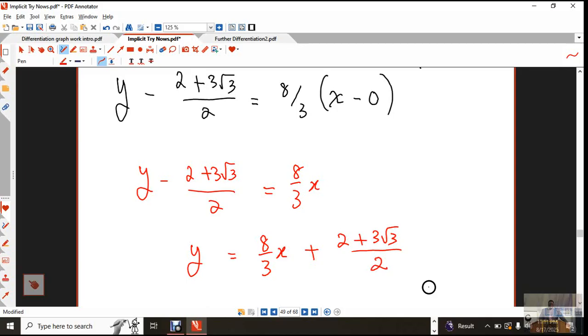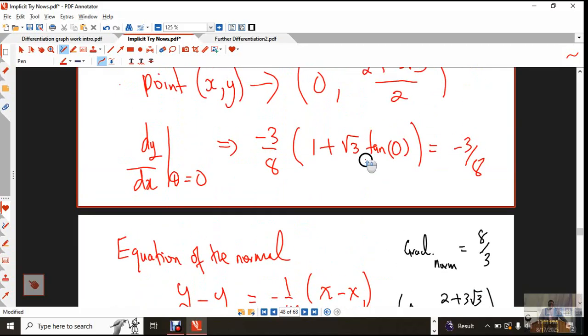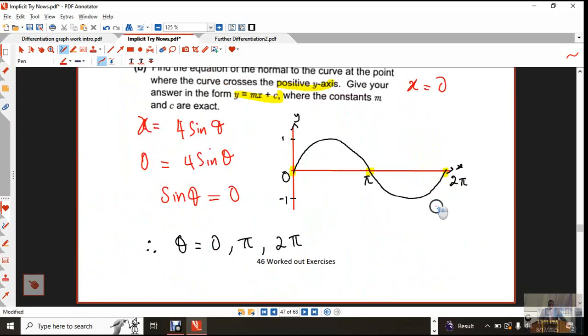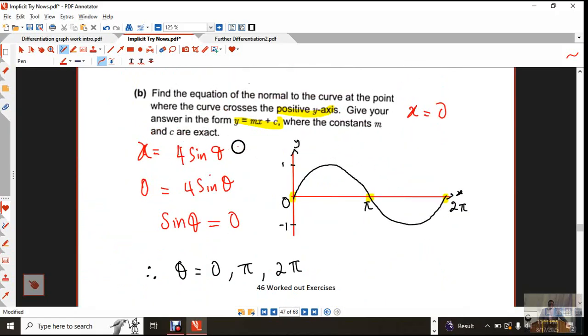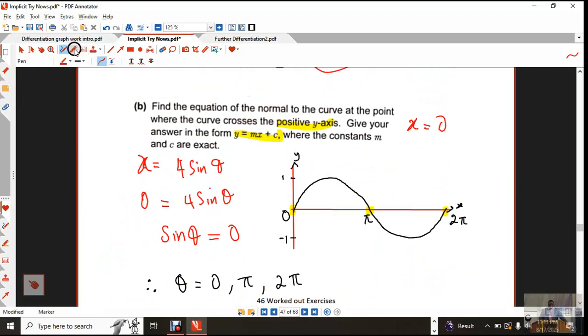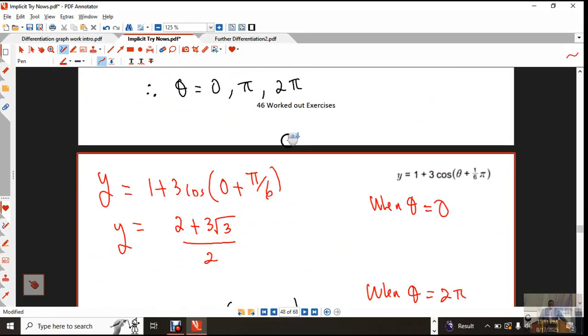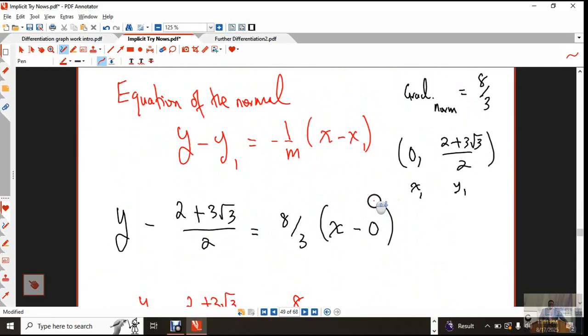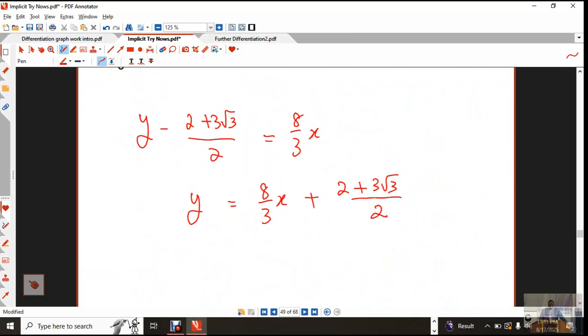Now, the reason why I'm not giving rounded answers here is because they said you were supposed to give your answer in the form y equals mx plus c, where m and c are exact. This is very important, that you don't make that mistake: where m and c are exact. The word exact there is important. So do not go and give these answers as decimal equivalents and so on. In fact, in this particular one, you're going to have an irrational number going on here, because the square root of 3 is irrational. So this is the correct answer as it is.